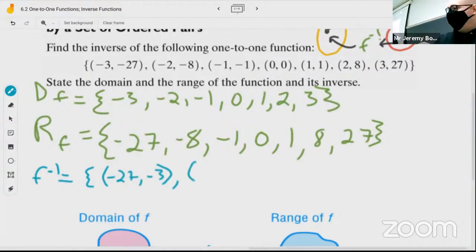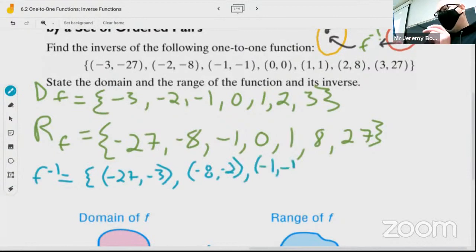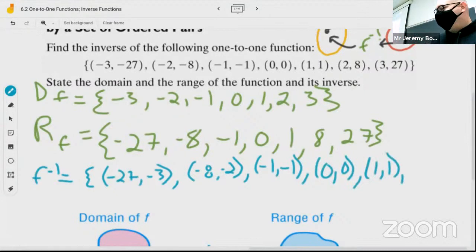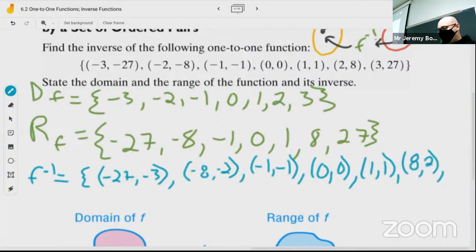So instead of negative 2 being mapped to negative 8, it's going to be negative 8 mapped to negative 2. The negative 1 was mapped to negative 1, so we end up still with negative 1, and the same thing for 0 and 1. Those aren't very exciting. But instead of mapping 2 to 8, our inverse is going to map 8 to 2. And instead of mapping 3 to 27, we're going to map 27 to 3. I'm going to close that off there.